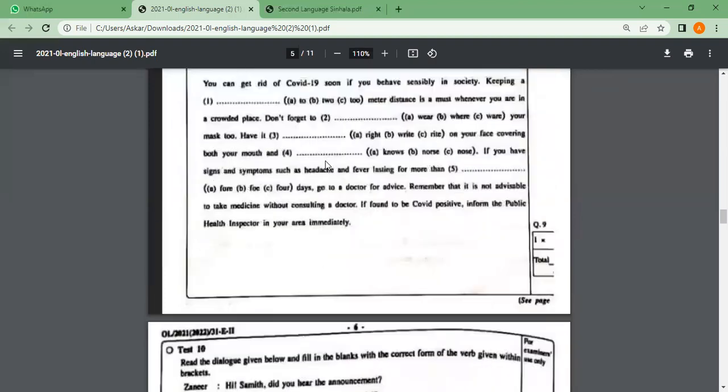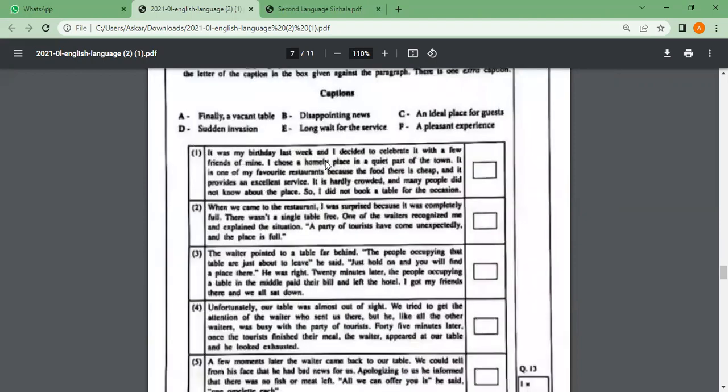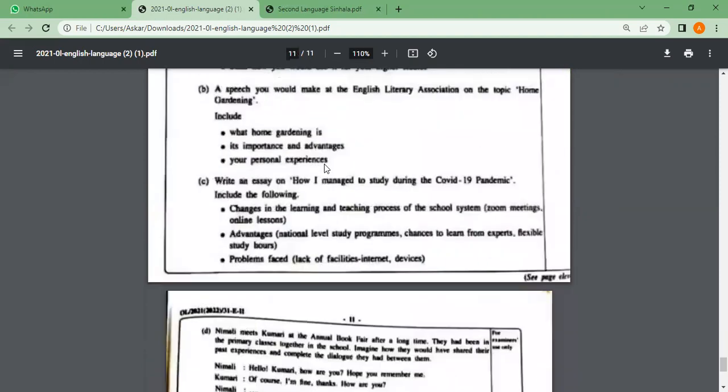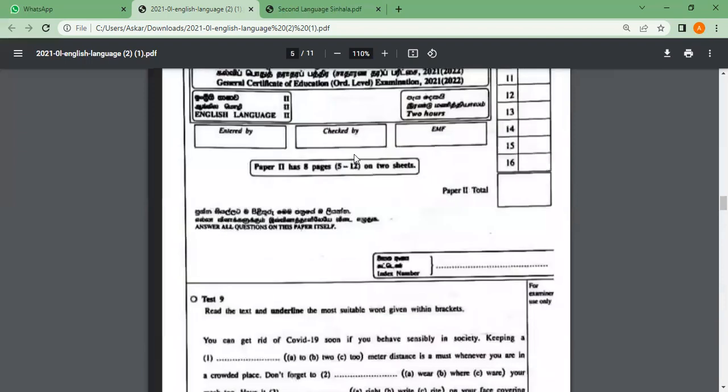Test 9. So part 2. Test 9, test 10, 11, 12, 13, 14, 15, 16, 17. So I will continue this part 2 in the next part.